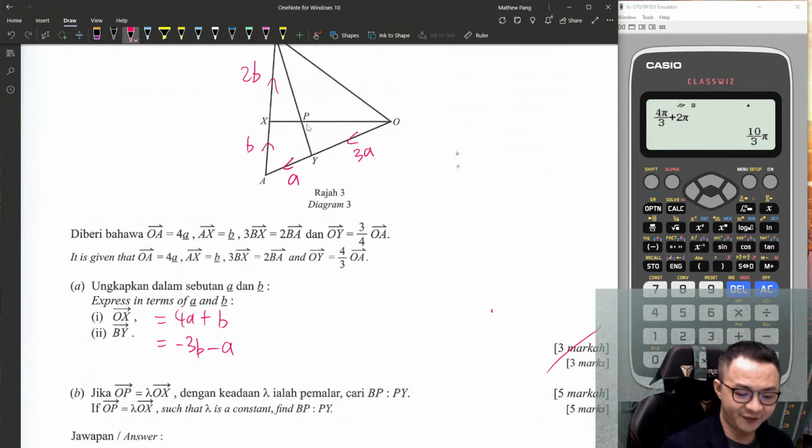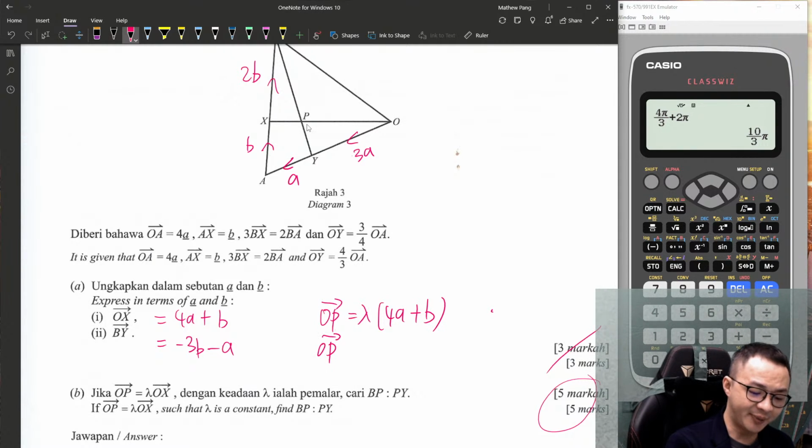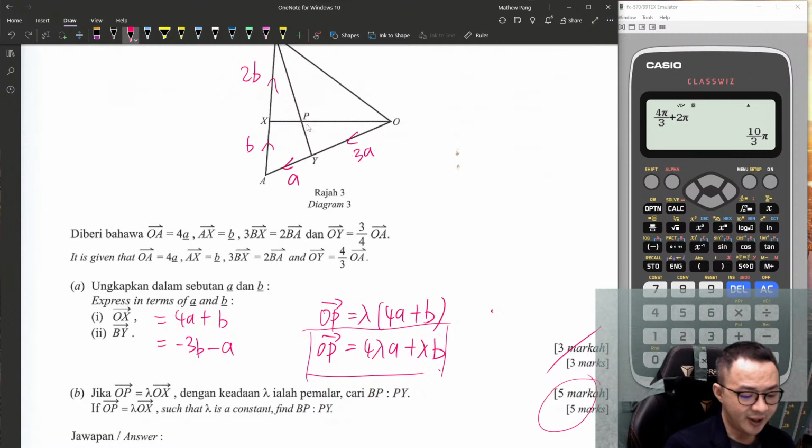Then this is 5 marks. OP equals lambda OX. This is what they tell us. And I have the OX, right? So I can sub in my OX. My OX is 4a plus b. So OP is basically equal to 4 lambda a plus lambda b. This is what I have from the question. Lambda is a constant, obviously.